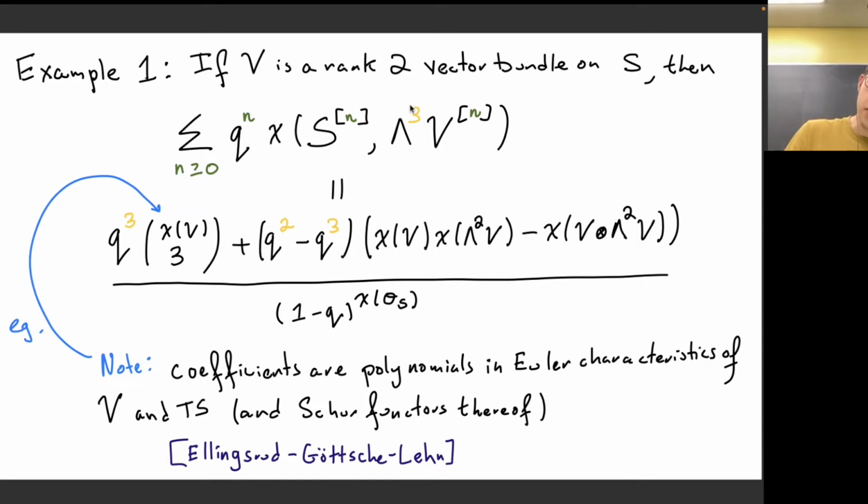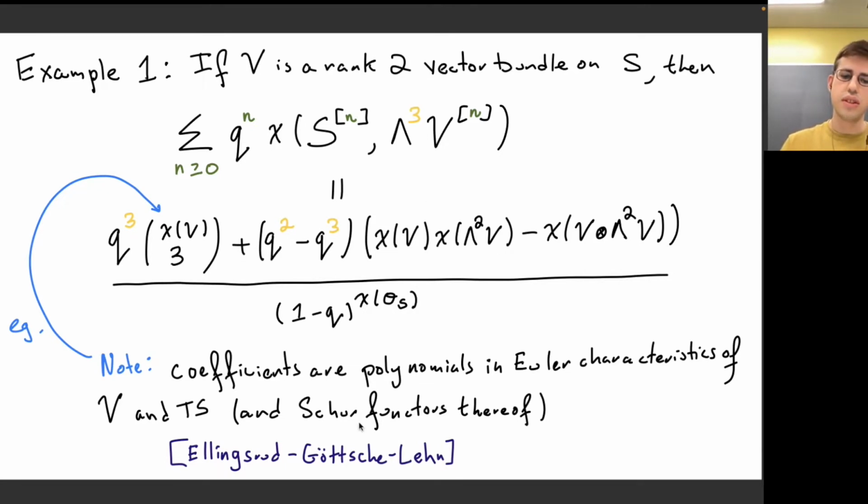And then there are some coefficients. And another feature to note, which is true in general, is that the coefficients of this polynomial are themselves polynomials in natural Euler characteristics of V, of the tangent space to S, and then Schur functors thereof. So in this case, exterior powers and tensors of exterior powers. And this formula holds for any S and any V. And this is the general shape that all of these series will look like.